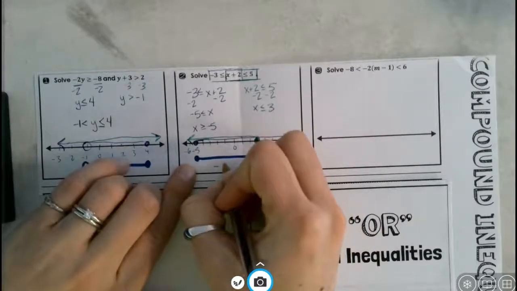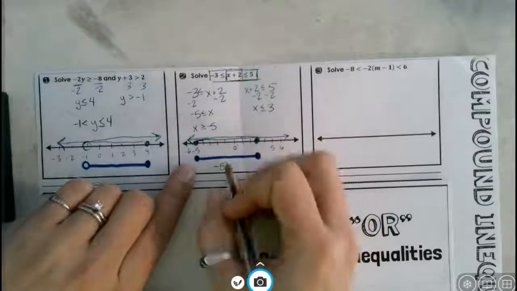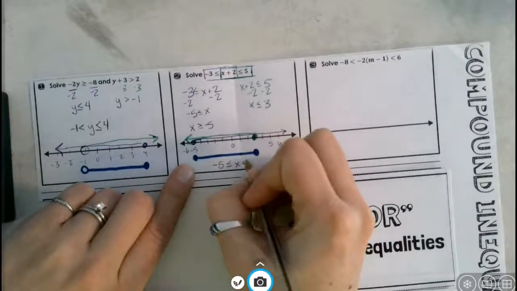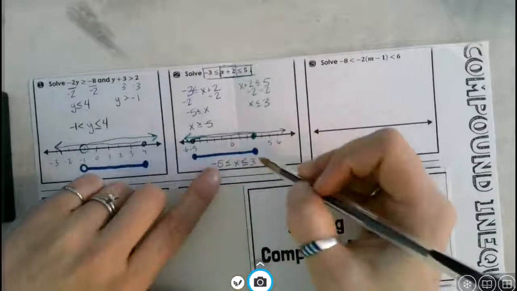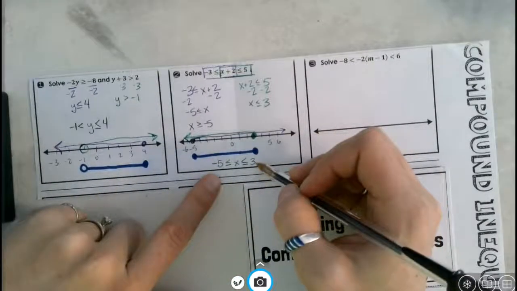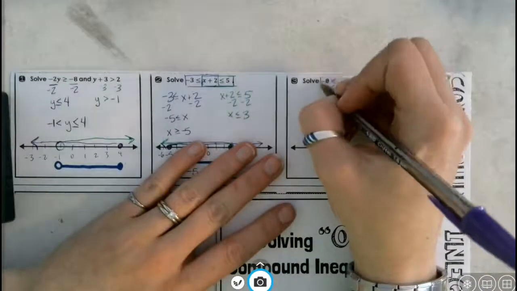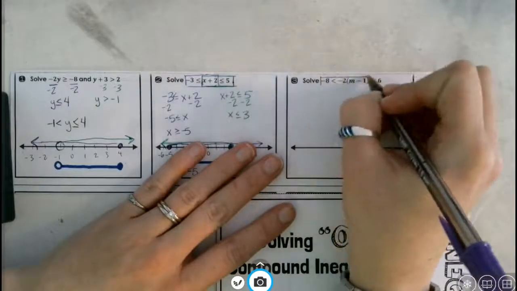So it's negative 5, closed circle, so I have that equal to x, and then closed circle, so equal to, again, at 3. So my graph and my equation kind of go along together. So here we've got our final little example. And again, I don't have it written as an AND, but this is another way.